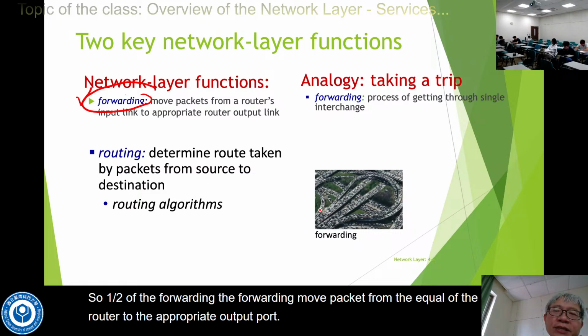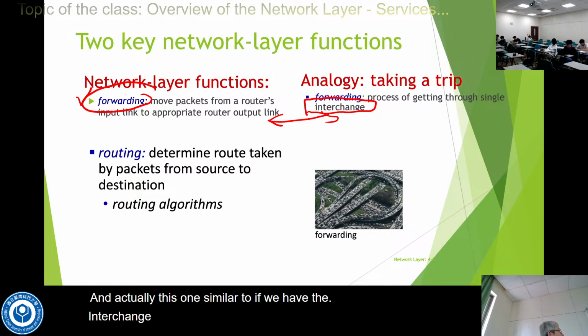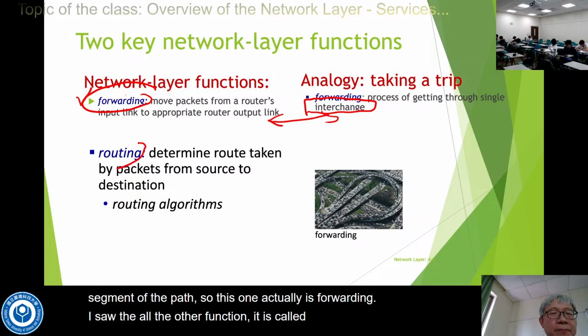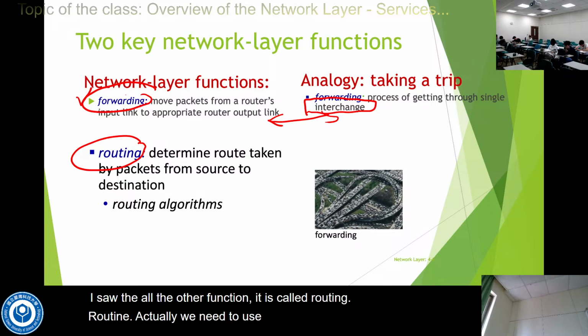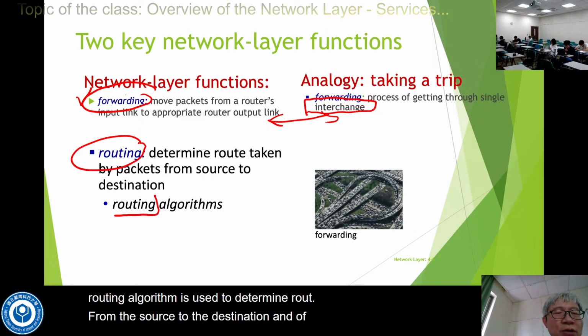This is similar to an interchange, where we need to choose the next segment of the path. So this is forwarding. The other function is called routing. For routing, we need to use, for example, a routing algorithm. A routing algorithm is used to determine the route from the source to the destination.